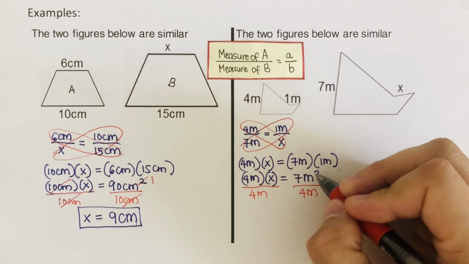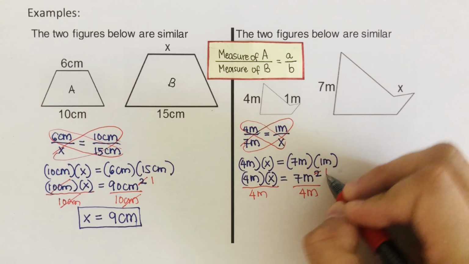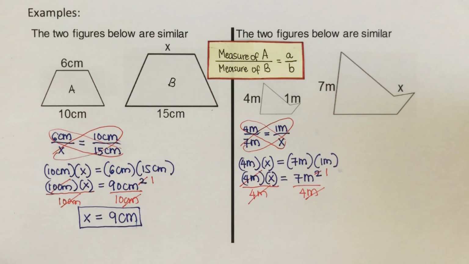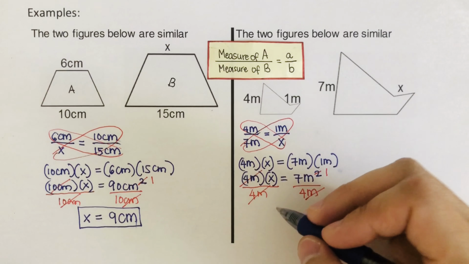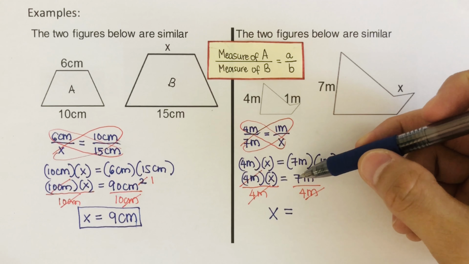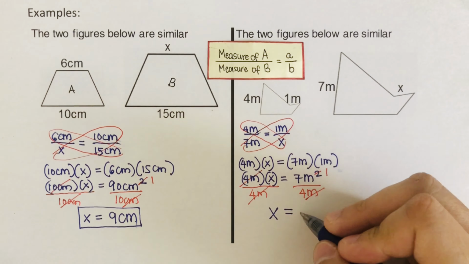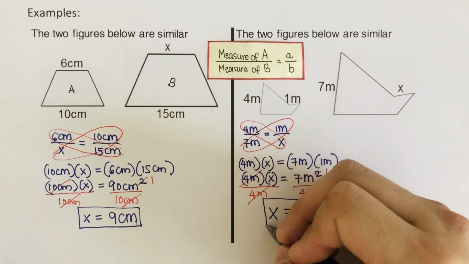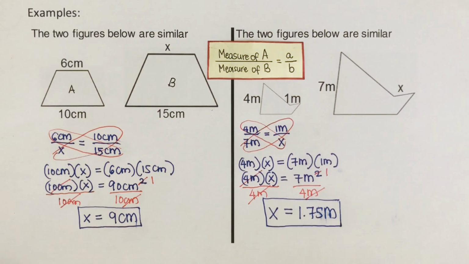That means we cross out one of the 2 meters here, so we're left with 1. Cross out the meters at the bottom, the 4 meters and 4 meters. So we're left with X is equal to 7 divided by 4, which is 1.75 meters. And this is the length of this part right here. Did you get the same answer as this? Good. Perfect. Now let's move on to area.